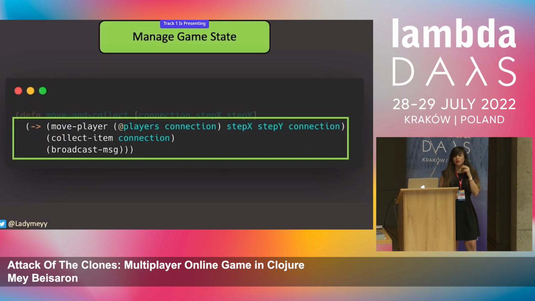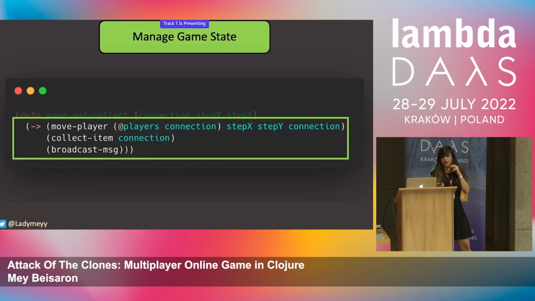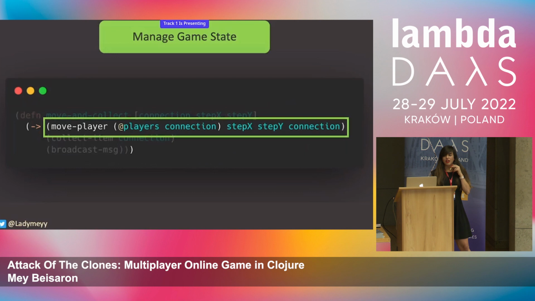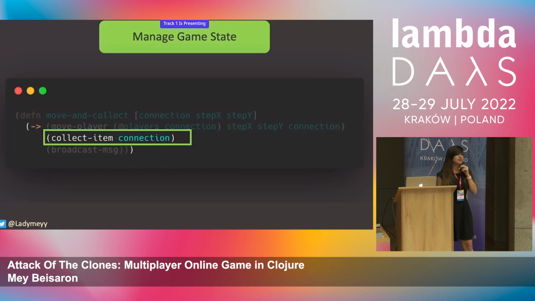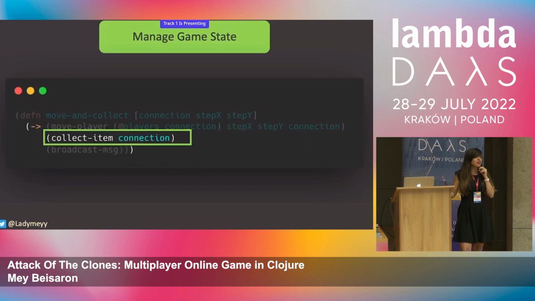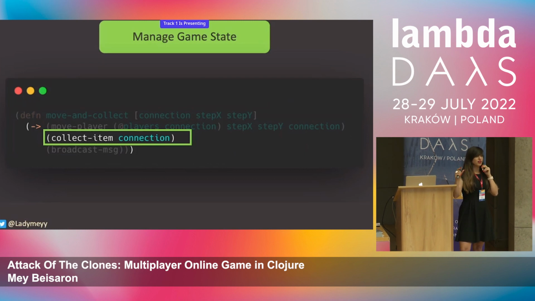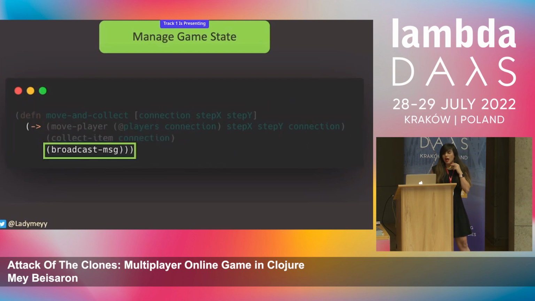So we start with the move player, which gets the player and the connection and the step X and step Y. And then we have the collect item function, which actually handles collecting an item. If a player collided with a specific exception, it collects the exception, and then we need to remove it from the exceptions list. And then we see the broadcast message function again.